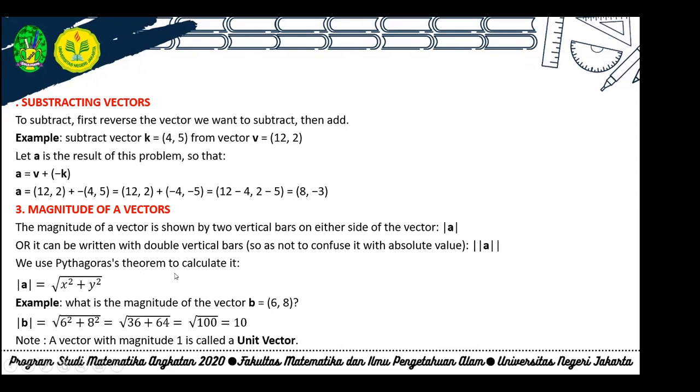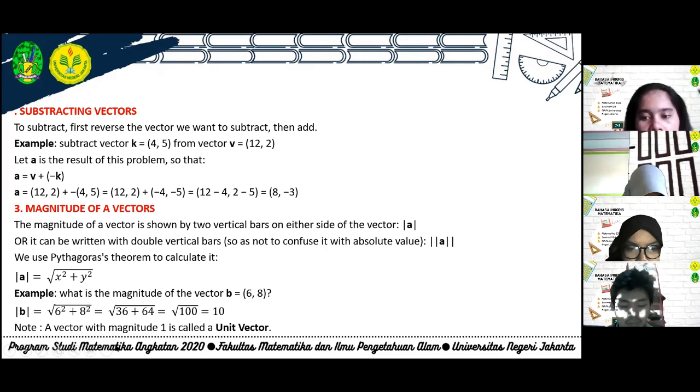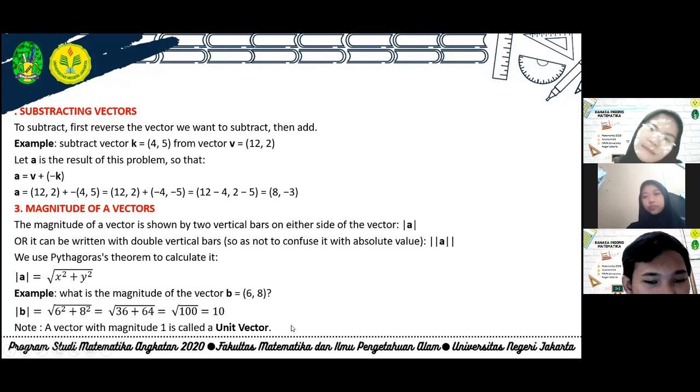For example, what is the magnitude of the vector b, which equals 6,8? We can find the magnitude of vector b using the Pythagorean theorem. The magnitude of vector b is equal to the square root of 6 squared plus 8 squared. So it is equal to the square root of 36 plus 64. It's equal to the square root of 100, and this equals 10.